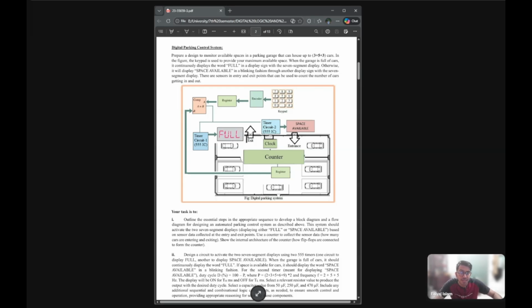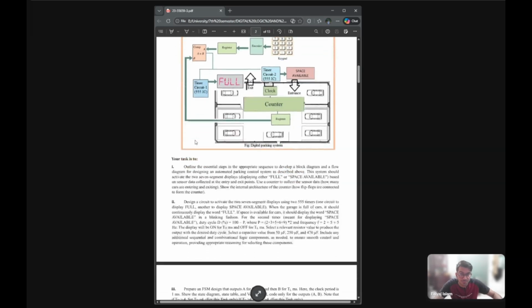We use entry and exit sensors to track vehicle flow. When the garage reaches 11 cars, it must display a static full signal, otherwise it shows a blinking space available signal. The design incorporates a 555 timer for the display, counters for tracking, and an FSM for timing operations.